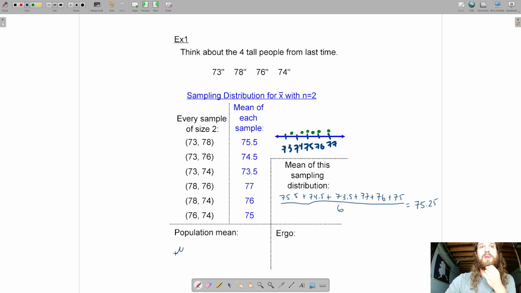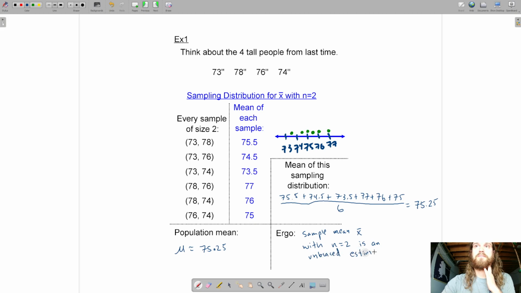We get 75.25. And since the population mean is 75.25, that means that this statistic, the sample mean x bar with n equal to 2, is an unbiased estimator of the population mean, mu, because they were the same.